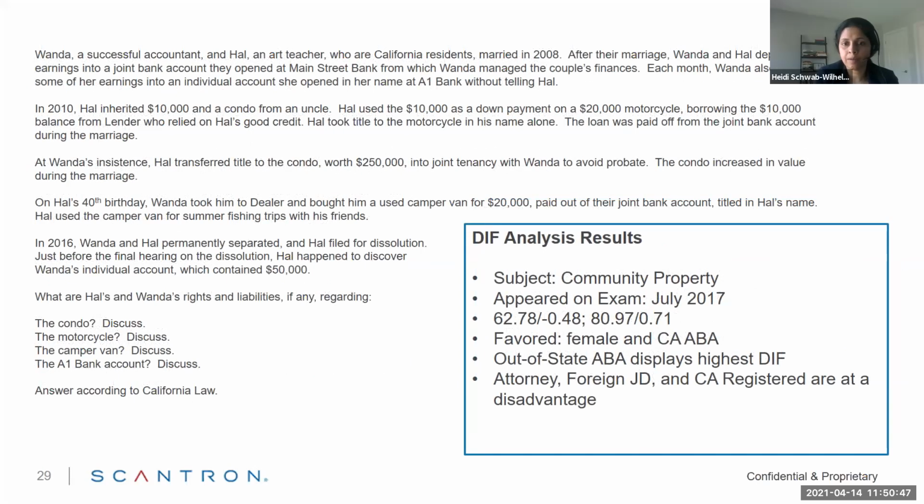Sure. So again, a community property item appearing on the exam of July 2017. In terms of the groups that it favored, females and CA-ABA for school type, particularly out-of-state ABA displayed highest diff for this particular item. And attorneys, foreign JD, and CA registered were all found to be at a disadvantage. So all of those subgroups also had moderate to large diff for this item.